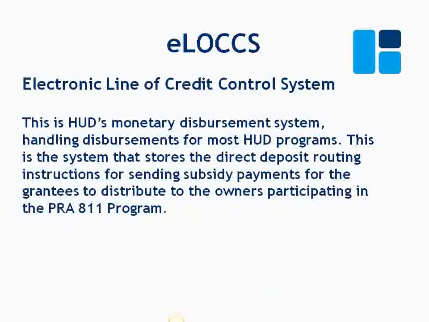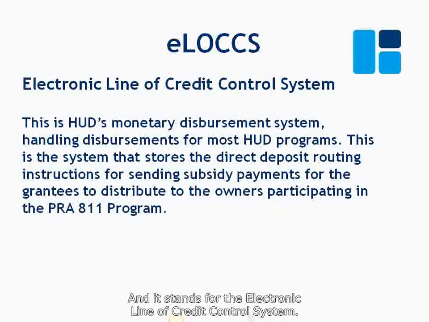The last system is ELOC, and it stands for the Electronic Line of Credit Control System, and it is HUD's way of dispersing funds electronically through what we call ACH files that are direct deposited into the recipient's accounts. So HUD doesn't send out paper checks anymore or anything like that. It's all handled electronically through ELOC.